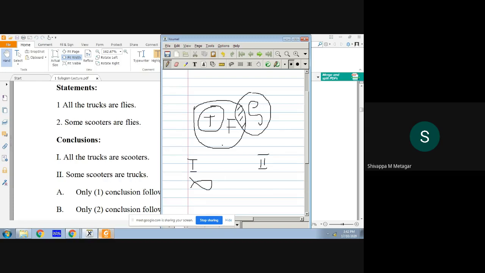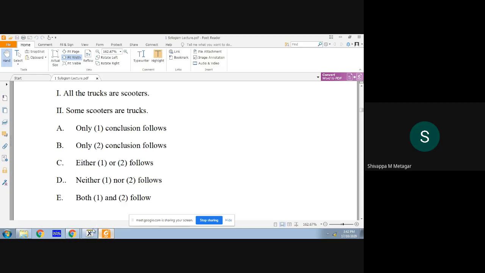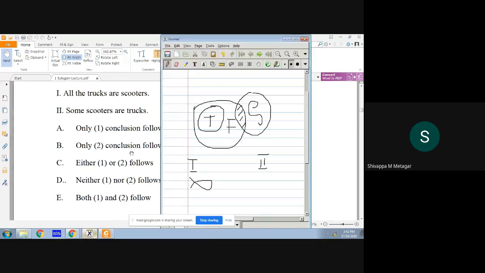Some scooters are trucks. Scooter is there, truck is there. Yes, some scooters are not related or not touched with this, because they are inside some part of this one. See, what is the second conclusion? Some scooters are trucks. No, the second is also not possible.